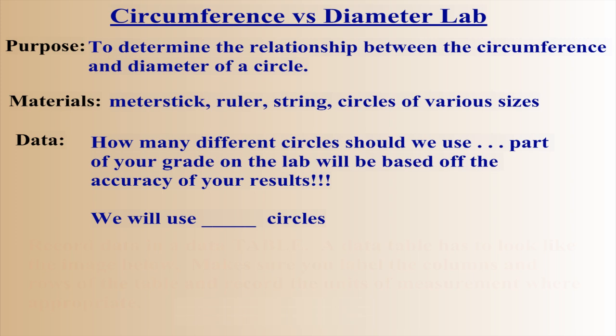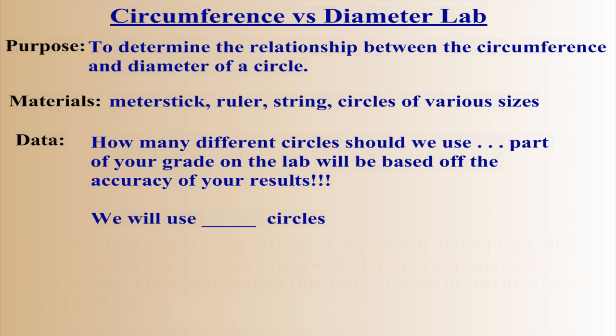So how many different circles should we use? Part of your grade on the lab reports, when possible, and this one is one of those situations, will be based off the accuracy of your results. So you're going to want to have accurate measurements and an accurate graph that will produce accurate results so that your percent error is going to be low. So consider that when you want to figure out how many circles you're going to use.